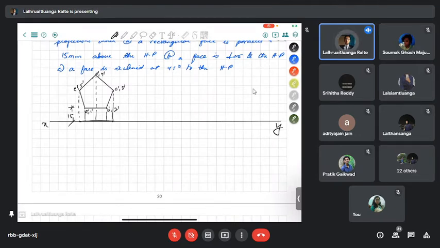So we are going to have from here, as we are looking from the top, this line is going to be visible. This line is not visible. That line is visible. This is not visible. And this is visible.